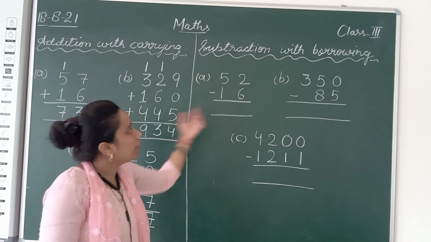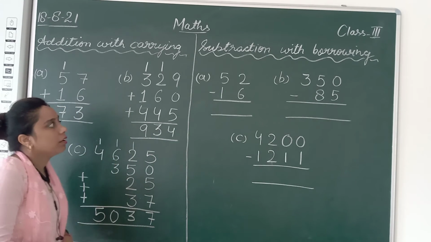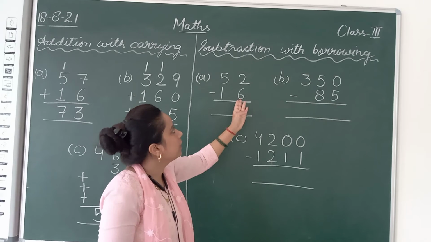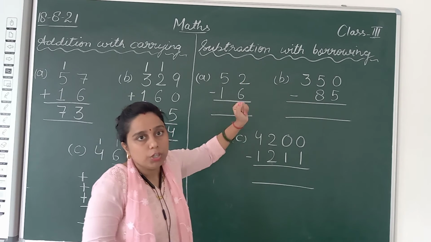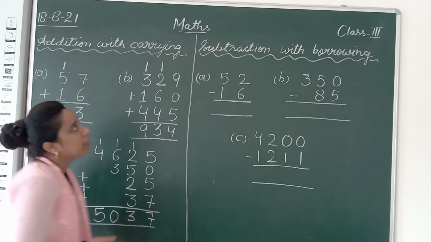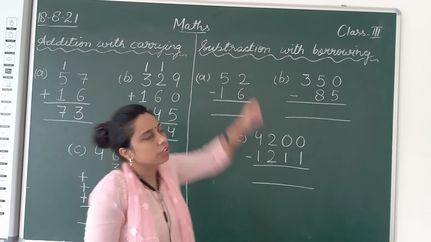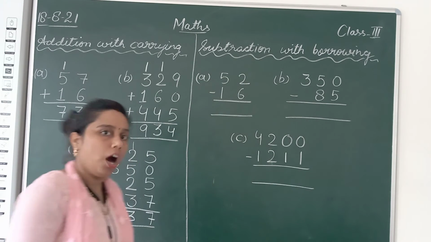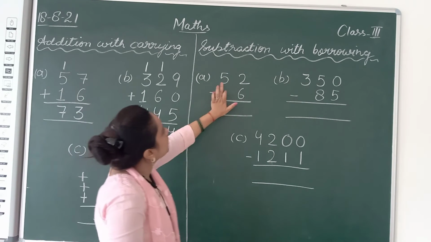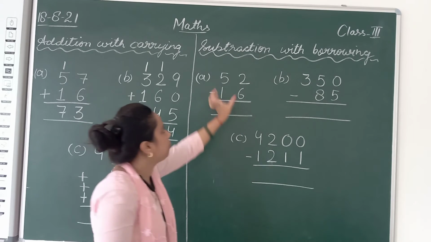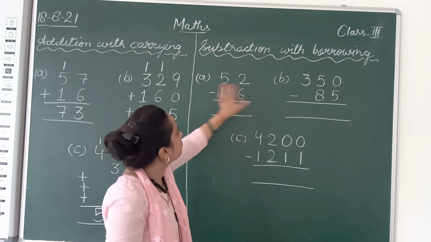But there are situations when the number written below is greater than the number written on the top. So how do we do it? We do it by subtraction with borrowing. Let's see how we do this. The first one is 52 minus 16. We know that 52 is greater than 16. That's why 52 is written.